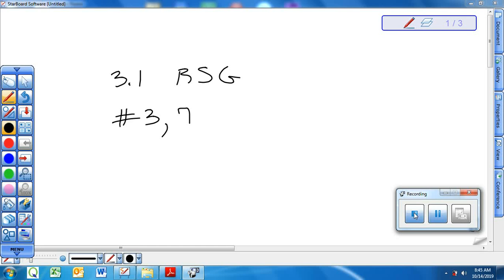Section 3.1, ready, set, go. We're going to focus on number 3, and then we'll talk about sections 7 through 10 or 11, but we'll focus on number 7.